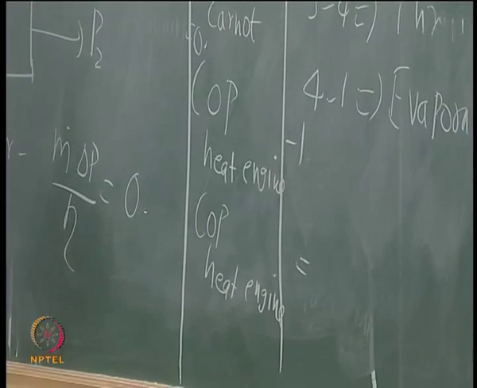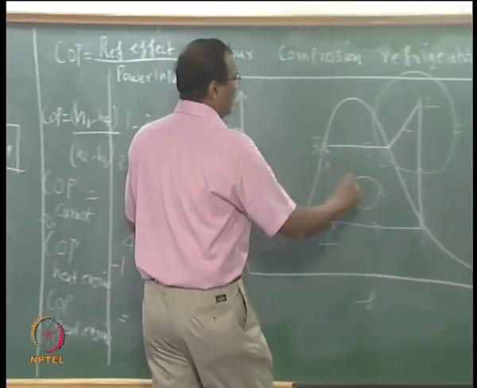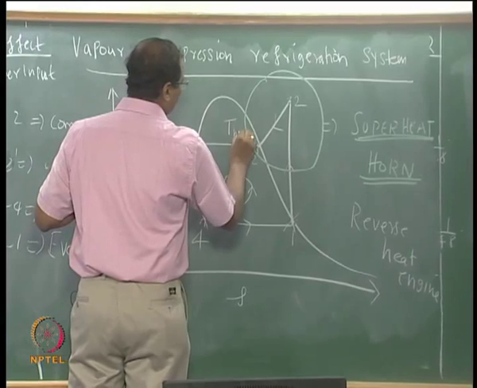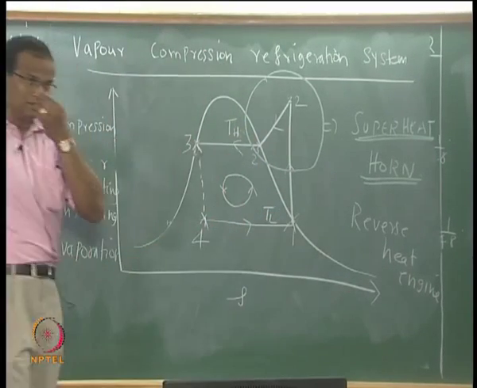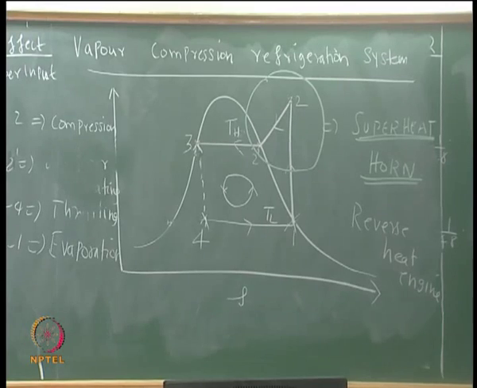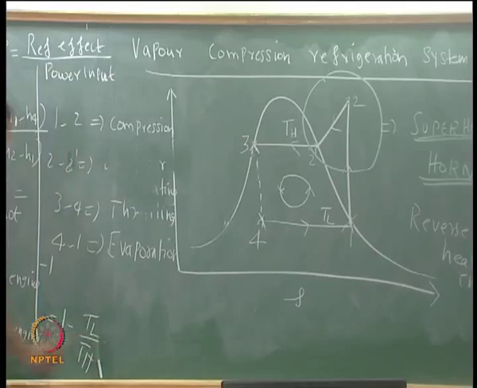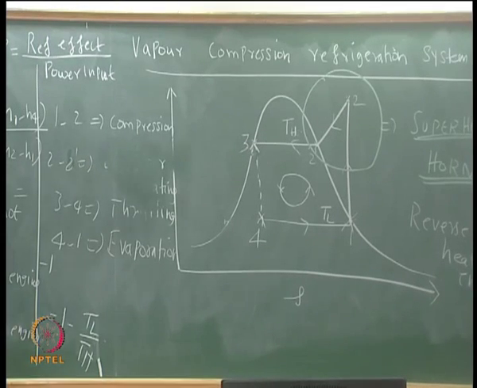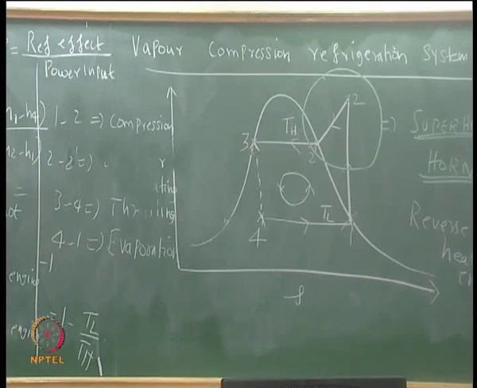Will be COP of heat engine operating between. So, let us say this is, I do not know, you have to call it as T high, T H, and T L. One minus. Okay. Now we have to draw the information flow diagram for this. Is this clear?